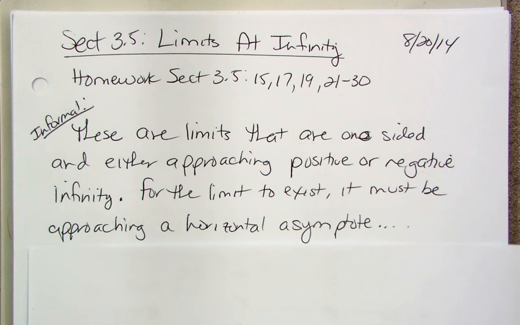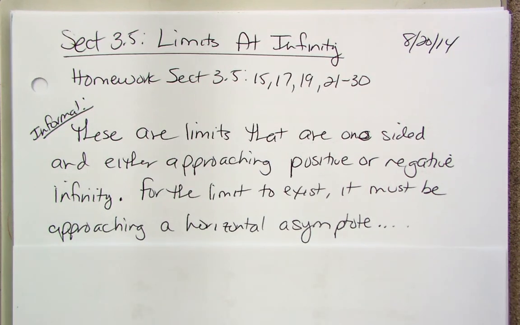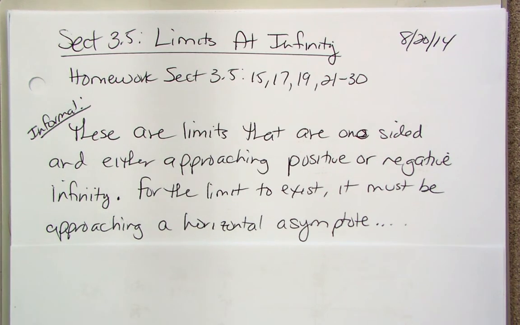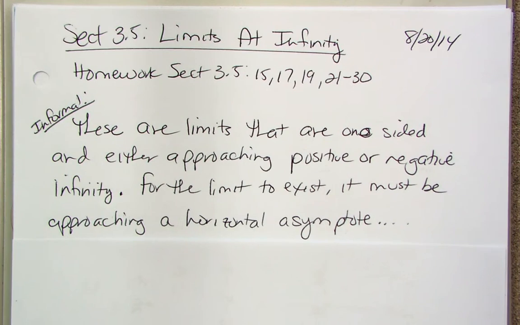So, this is different than yesterday. Yesterday was infinite limits. In infinite limits, we were approaching vertical asymptotes in which the limit did not exist, but we were stating from the right or the left it was approaching positive or negative infinity. Well, now this is limits at infinity.